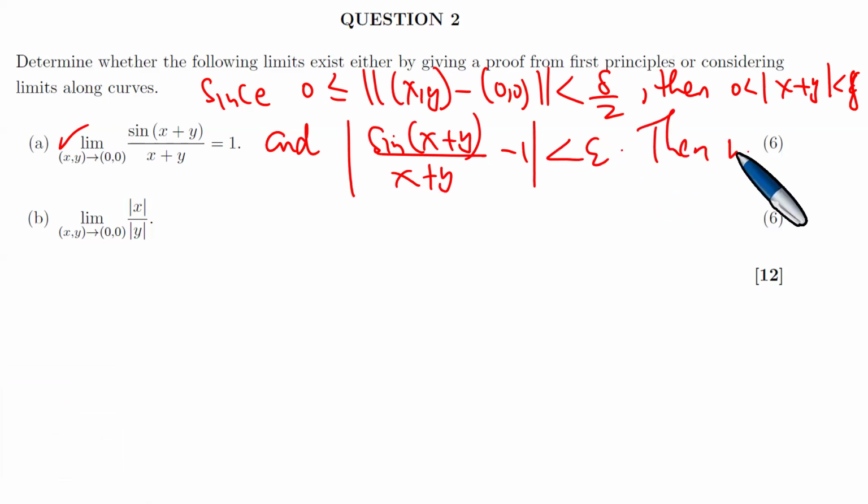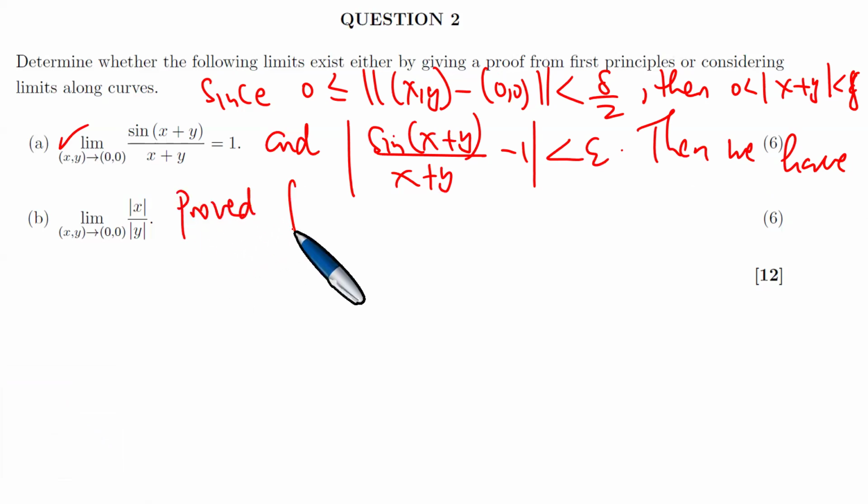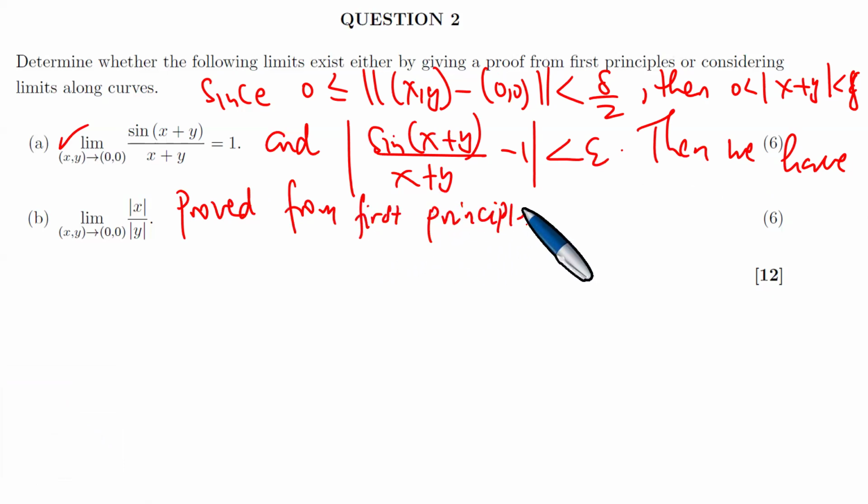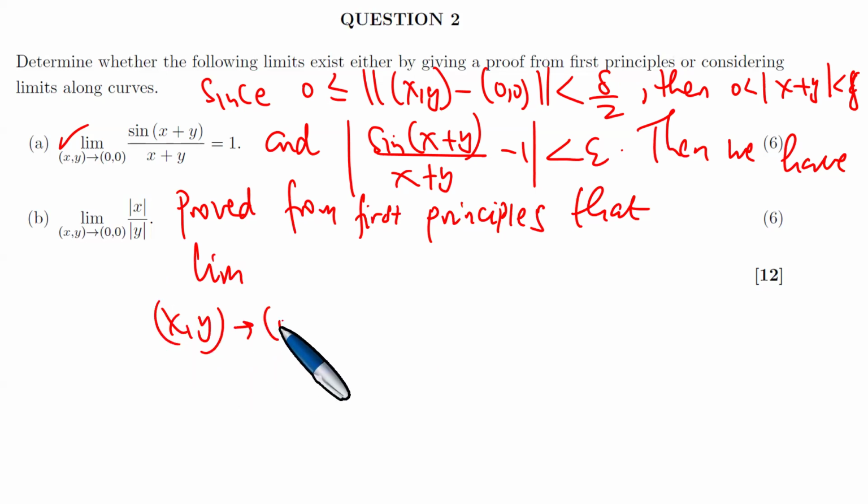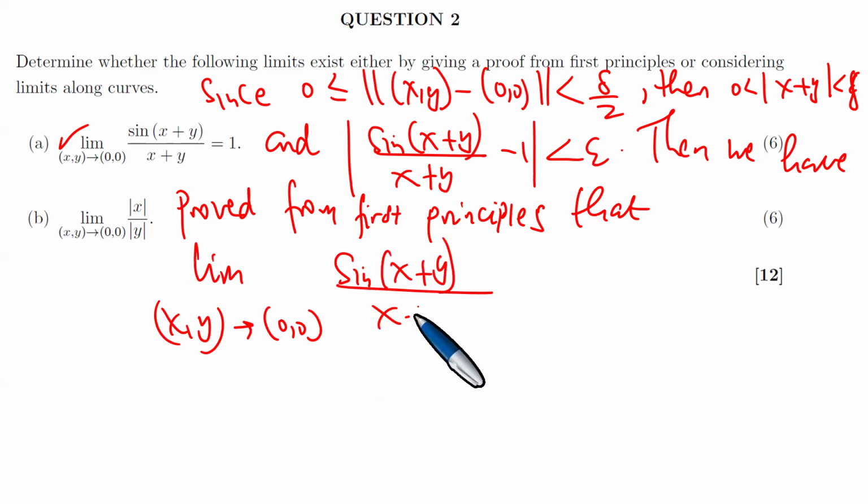Then we have proved from first principles that the limit as x and y approach 0 and 0 of the sine of x plus y out of x plus y equals 1. We have proven that this limit equals 1.